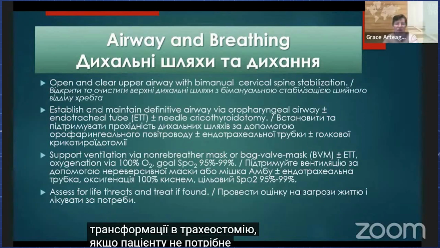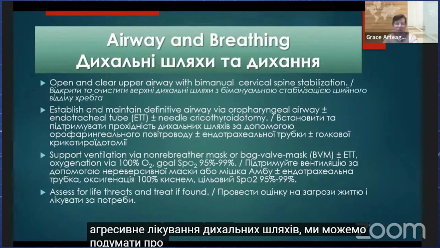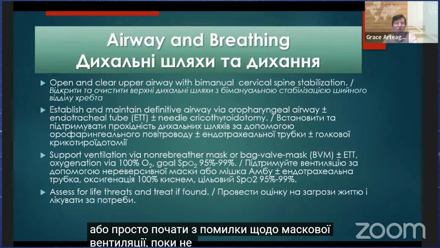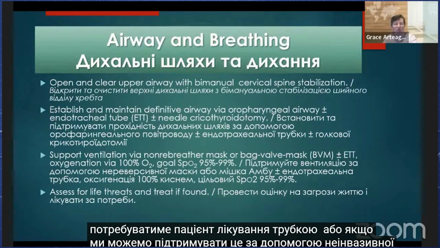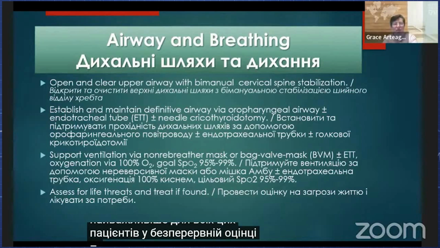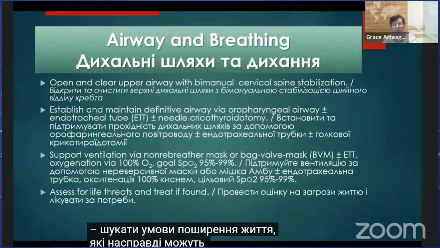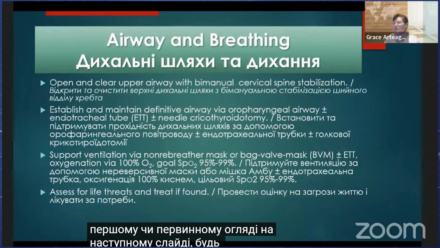If the patient does not require aggressive airway management, we can actually think about using non-rebreathing masks or just start with bag-valve-mask ventilation until we know if the patient will require an endotracheal tube or if we can maintain it with non-invasive ventilation. The most important thing for all these patients, in the continuous assessment, is to look for life-threatening conditions that might actually be missed in the primary survey. Next slide, please.